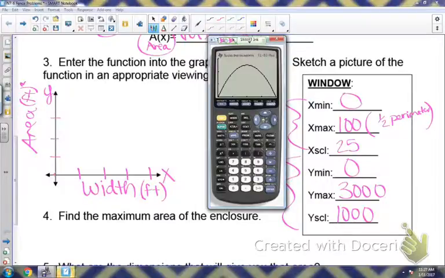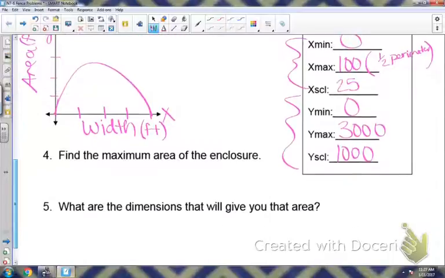If we look back at our graph on the calculator, we're just going to do a sketch. Notice it crosses at 0. I didn't do that very well. It didn't have to be exact. Okay, all right, so there's my parabola here. Now let's answer some questions.